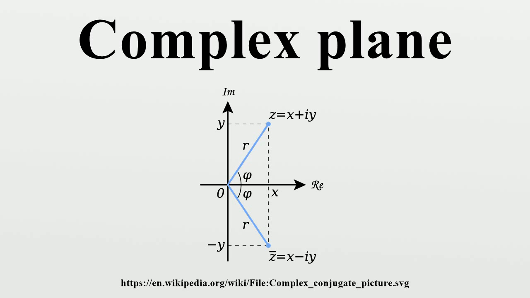Given a point in the plane, draw a straight line connecting it with the north pole on the sphere. That line will intersect the surface of the sphere in exactly one other point. The point z equals 0 will be projected onto the south pole of the sphere.